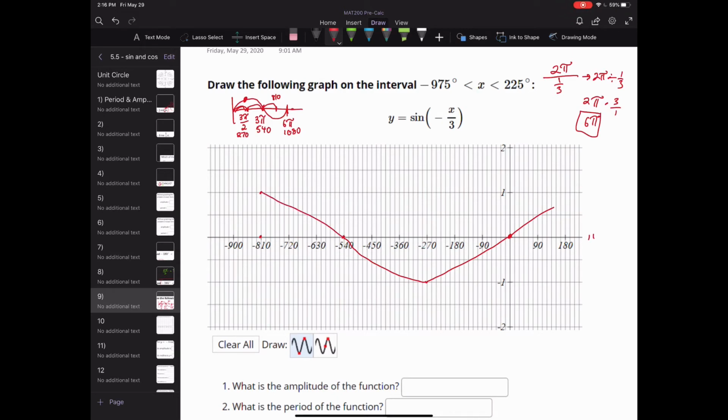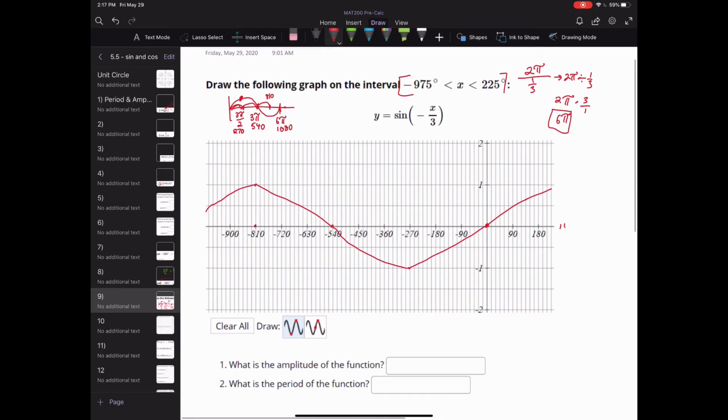And then at 1080, well, from here you could kind of leave it like this. It wanted it from negative 975 to that, right? If we had 1080, we would just join it back on. So it'll be something like that, to 225, 270, so it's going to be something like this. It's not reaching the top there quite. So it looks like that.